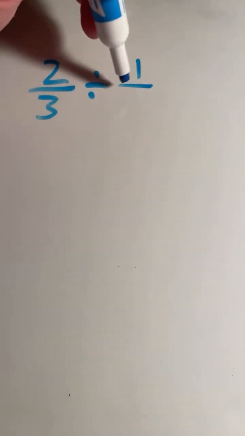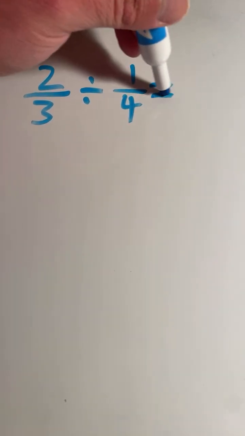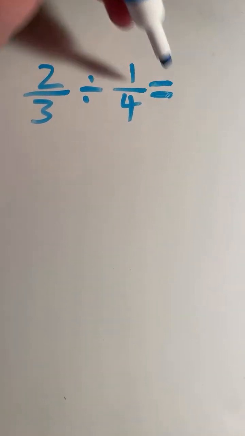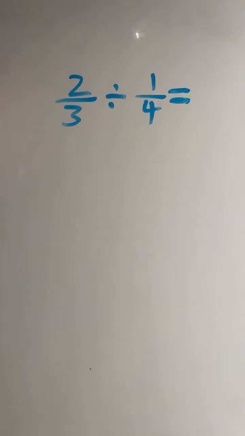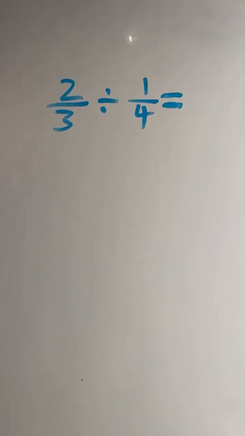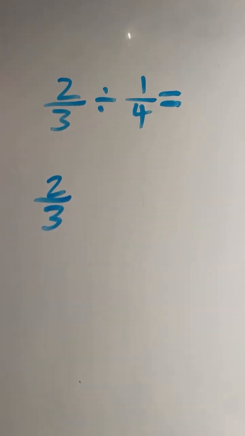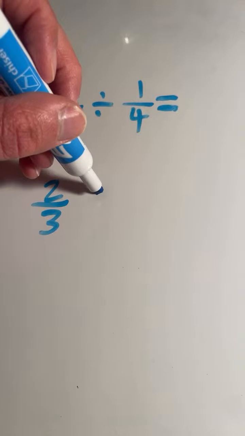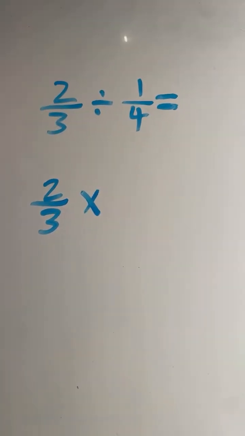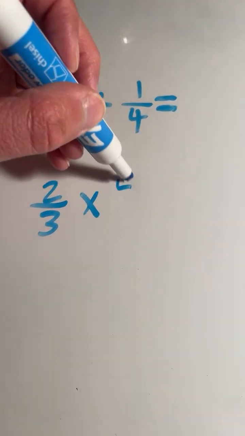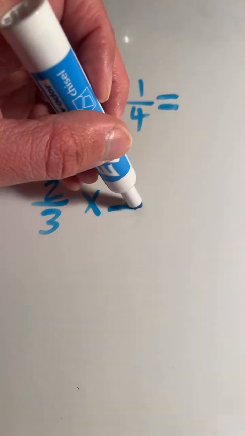Next dividing fractions problem. Two-thirds divided by 1/4. Step 1, we keep 2/3 the same. Step 2, we change the division sign to a multiplication sign. Step 3, we flip. Our denominator becomes our numerator, and our numerator becomes our denominator.